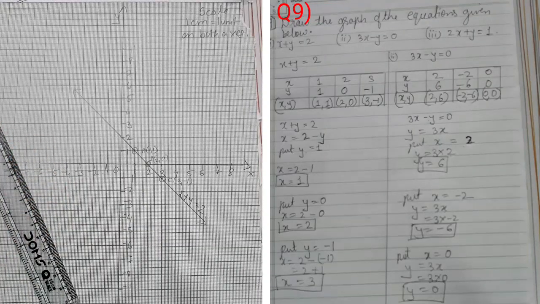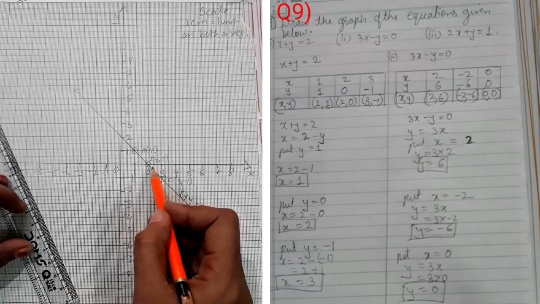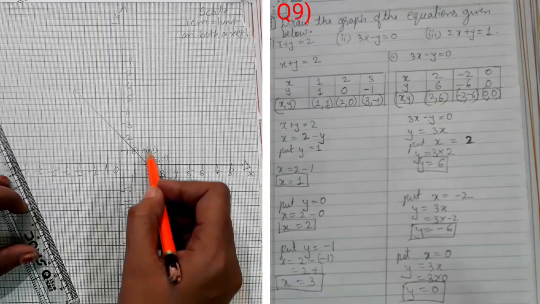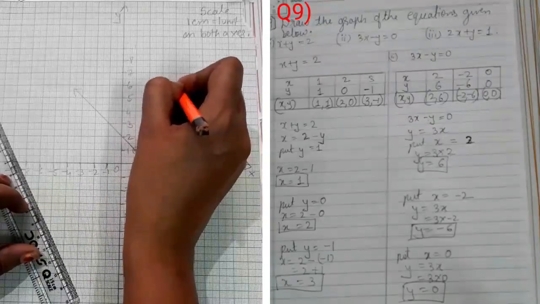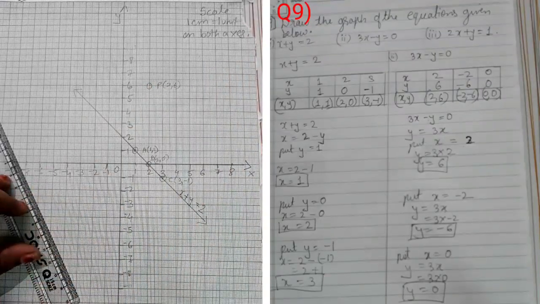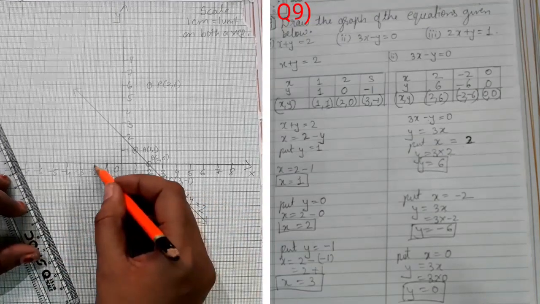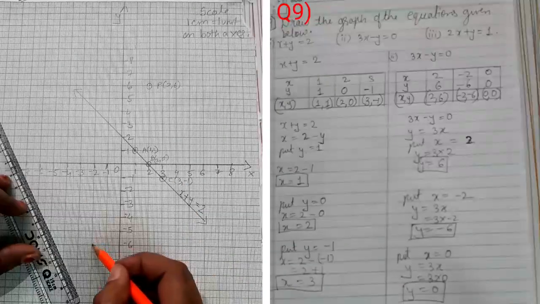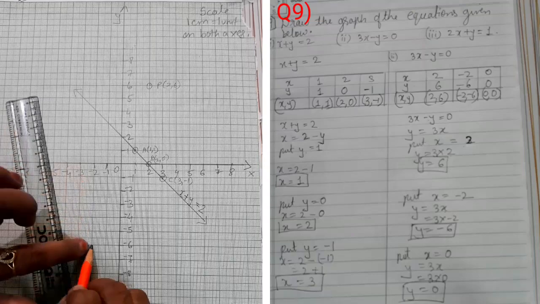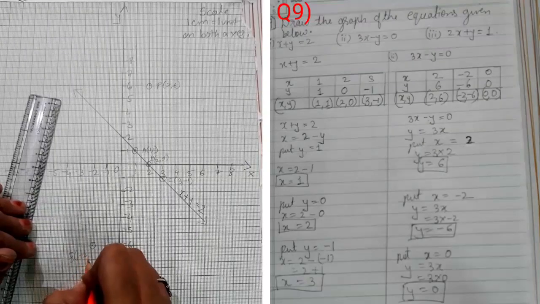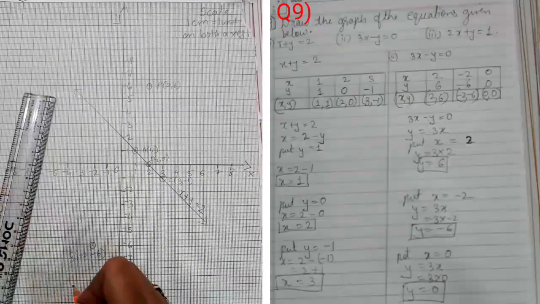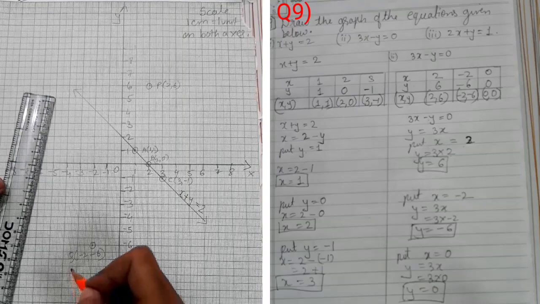Okay. Now from the second equation we got the coordinates 2 and 6. So the x value is 2 and the y value is 6 here. So give the name P, 2 and 6. Now the next point we got is minus 2 and minus 6. The x coordinate is minus 2, the y coordinate is minus 6. Here we get it with the name Q, minus 2 and minus 6. The third point we got is 0 and 0, which means it is the origin.